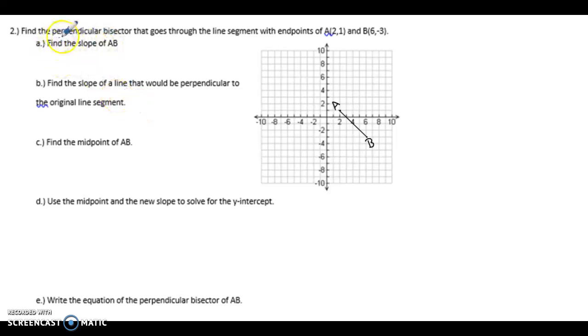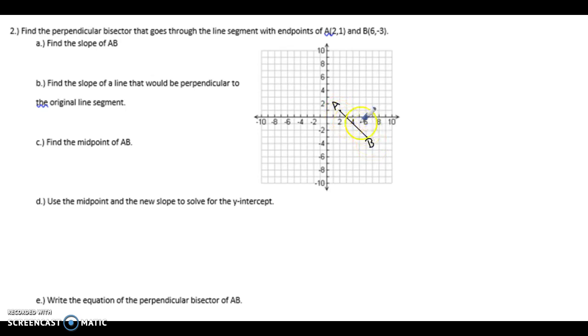We are on Unit 8, Lesson 5, looking at question number 2. Question number 2 says find the perpendicular bisector that goes through the line segment with endpoints A, which is (2, 1), and B, which is (6, -3). I've already graphed that line segment, so the first thing we need to do is find the slope of AB.